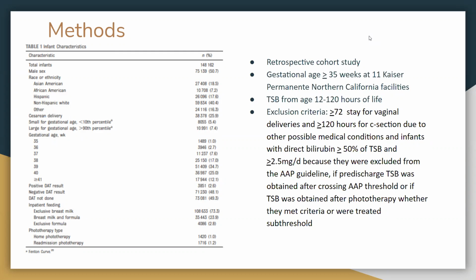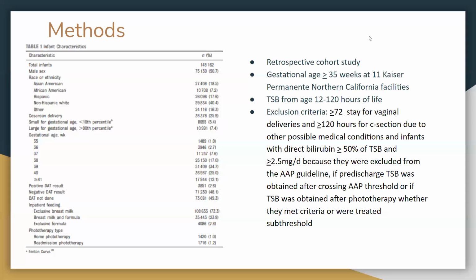This took place by collecting data from 11 different Kaiser Permanente facilities in California. The bilirubins that they looked at occurred between the ages of 12 hours and 120 hours of life. They wanted to study healthy infants, so they had some pretty stringent exclusion criteria. So they excluded kids who were vaginal deliveries who had to stay longer than 72 hours, and C-section deliveries who had to stay for longer than 120 hours.